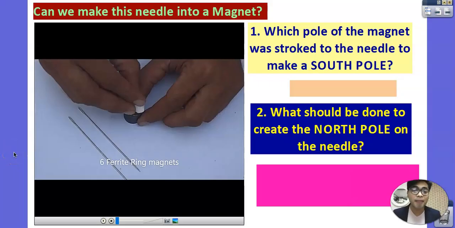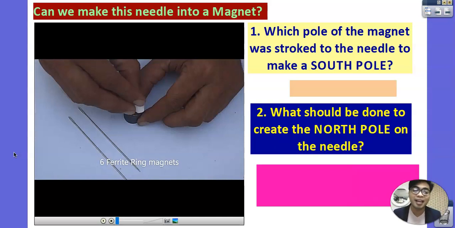Since we're talking here about magnets, and magnets have poles, let's relate this topic with magnetic material. Can we make this needle, which is a kind of magnetic material, into a magnet? Again, you would know that it is a magnet because magnets attract magnetic materials and they usually exhibit poles. So I want you to take a look at the questions that I have here. Which pole of the magnet was stroked or scratched to the needle to make a south pole? And what should be done on the needle to create a north pole?